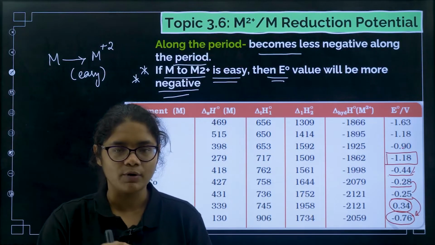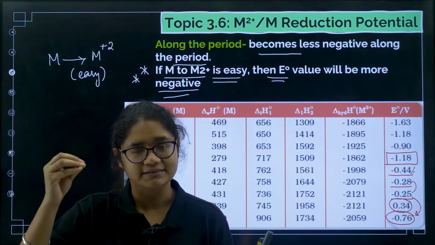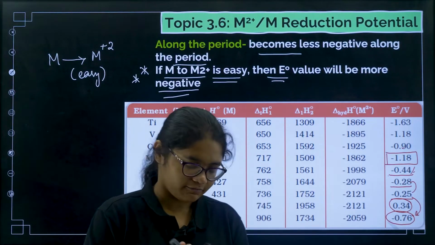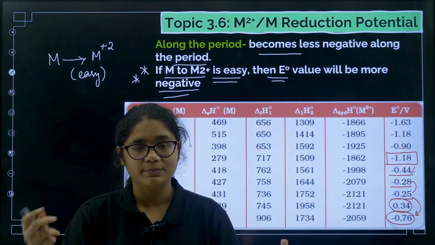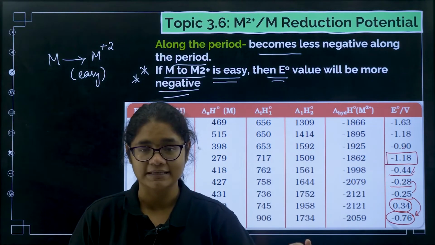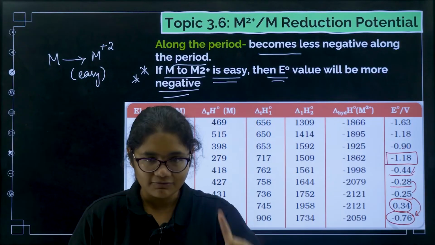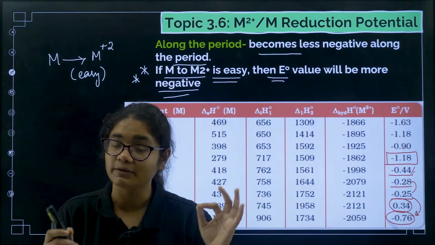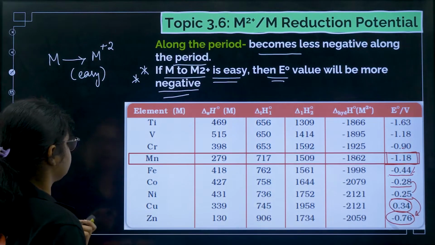Just remember one point: if the conversion of metal M to M2+ is very, very easy, then the value will be negative. Remember this again, what I said: if conversion of M to M2+ is very easy, then the E0 value will be more negative. If the conversion of M to M2+ is easy, then the E0 value will be very negative. Clear? Okay, now we will talk here.